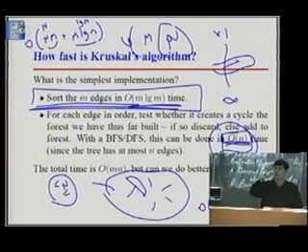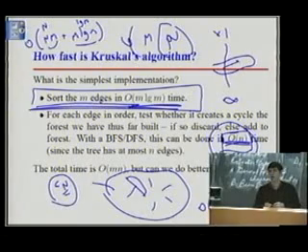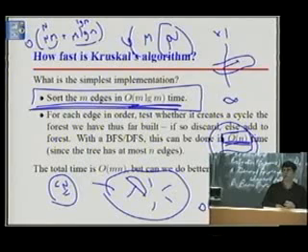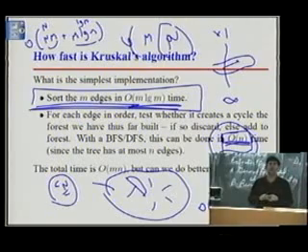If I want to find the minimum spanning tree of a graph, can that graph have more than n edges? Give me an input graph. Can it have more than n edges? n is the number of vertices. Is there a graph on n vertices with more than n edges? No? Yes. Okay. How many edges can it have? What's the most number of edges a graph on n vertices can have?